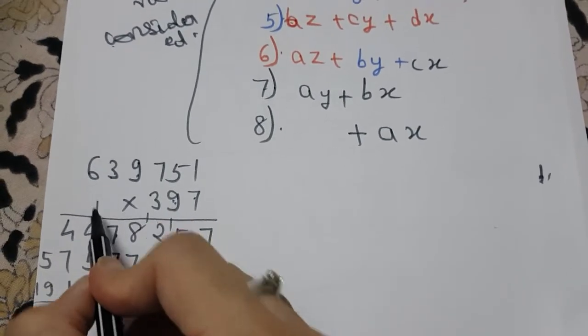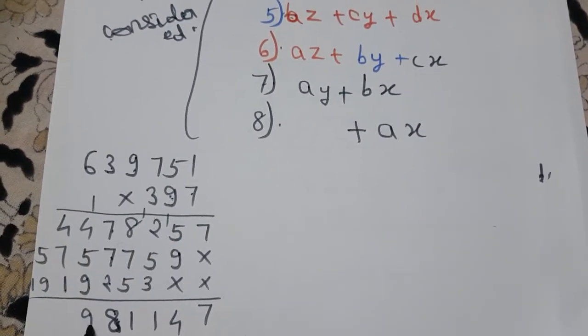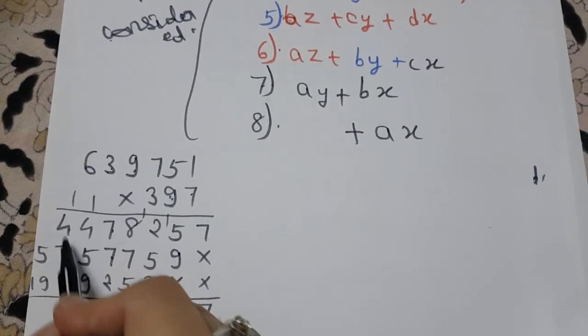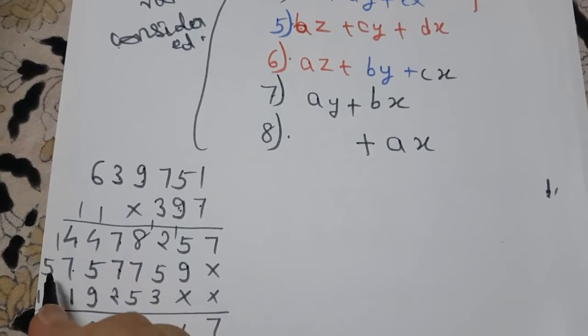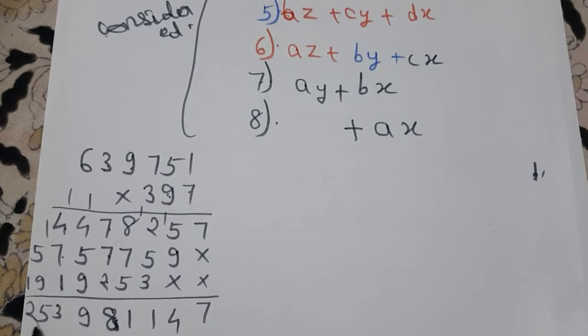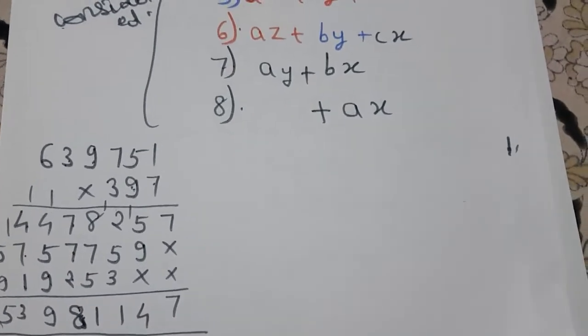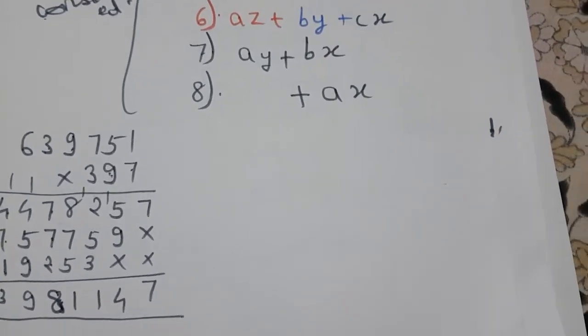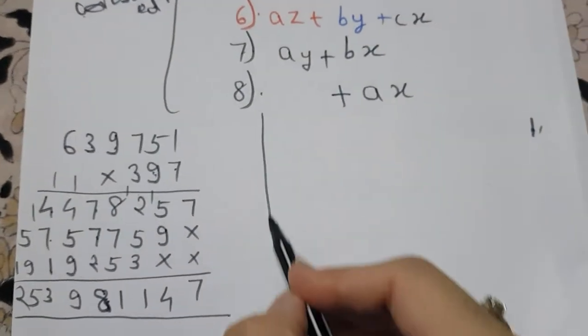18, 1 carry, 9, 10, 15, 19. 1 carry, 7, 4, 11, 12, 13. 1 carry, 10, 15. 1 carry. So your answer will be 2539.81147. So this is the normal step that we have done.